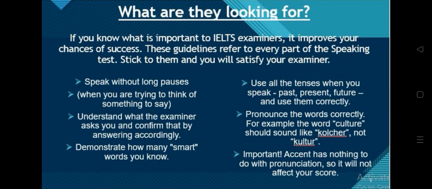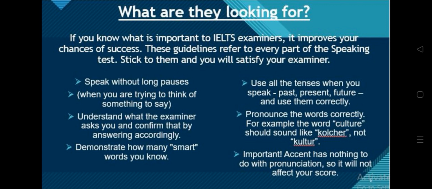What are they looking for? If you know what is important to the IELTS examiner, it improves your chances of success. These guidelines refer to every part of the speaking test. Stick to them and you will satisfy your examiner. Number 1. Speak without long pauses when you are trying to think of something to say.